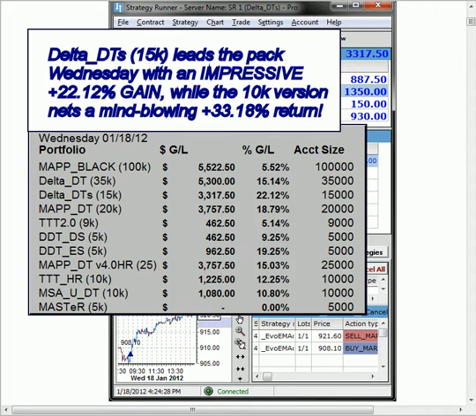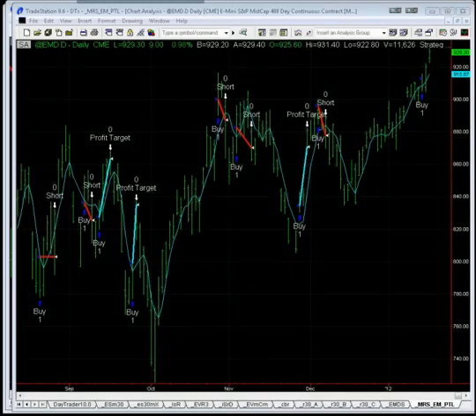The first thing we'll look at here is a chart of the market. This is the Mini S&P 500 futures contract, front month in nature, for this 19th day of January 2012. We're looking at about early afternoon on a Thursday.